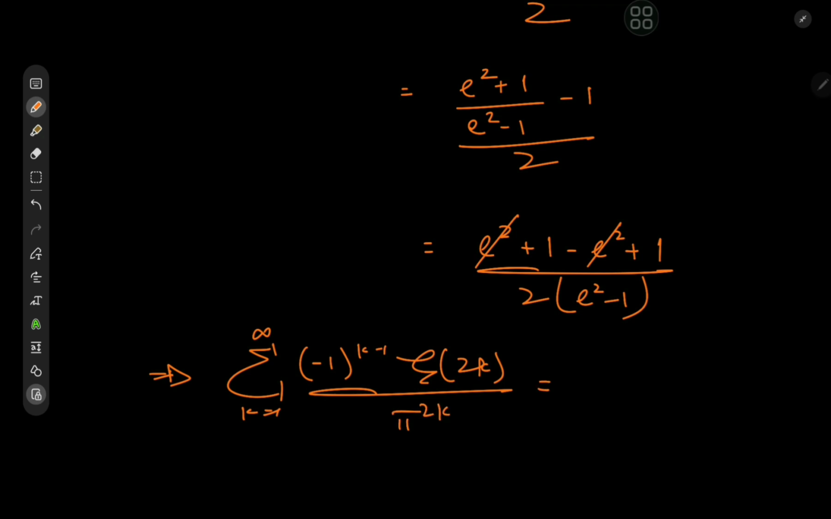So notice that we have zeta, pi, and we also have 1 by e squared minus 1 on the right hand side, which is absolutely gorgeous. Now, what about the other infinite series?